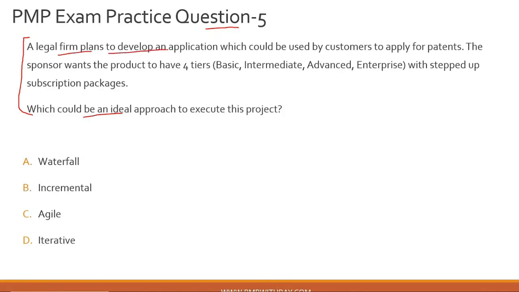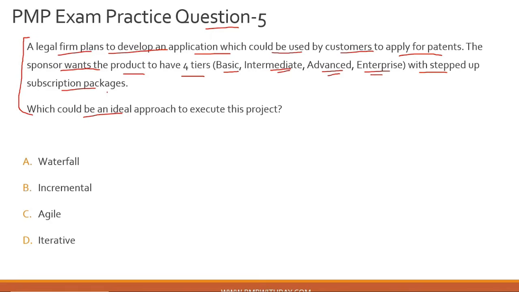A legal firm plans to develop an application which could be used by customers to apply for patents. Okay, the sponsor wants the product to have 4 tiers: the basic tier, intermediate tier, advanced tier, and enterprise tier. Okay, with stepped up subscription packages. So basically there will be 4 tiers. The basic tier might be free, or let's say there might be a minimum charge applicable to the basic tier. The intermediate tier will be a bit costlier than the basic tier. The advanced tier is a bit costlier than the intermediate tier, and the enterprise tier is the costliest, or let's say the most premium product.